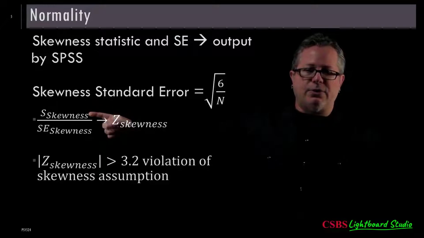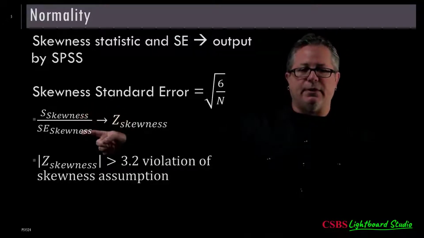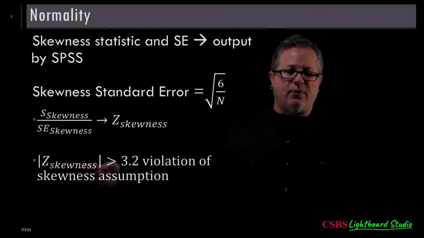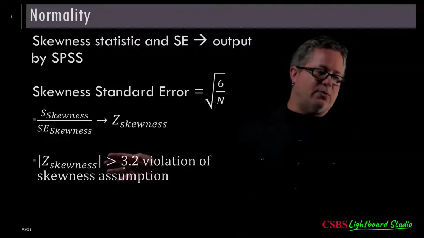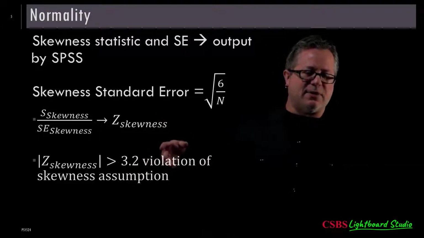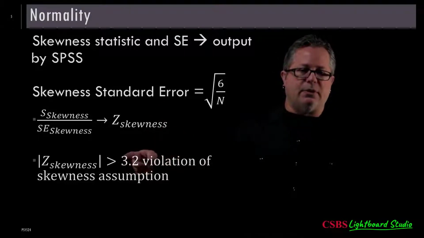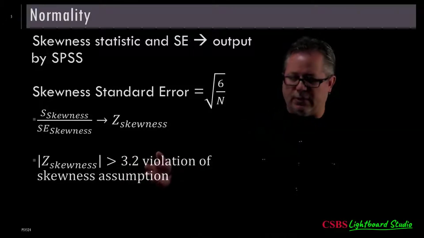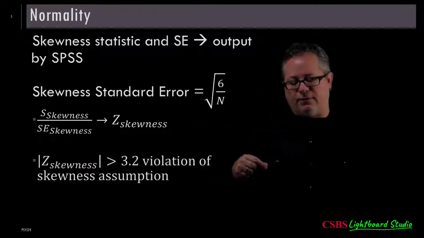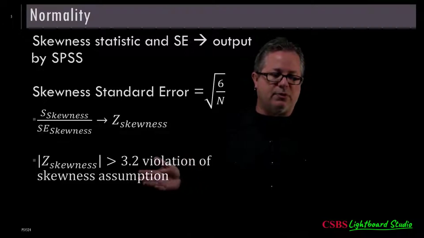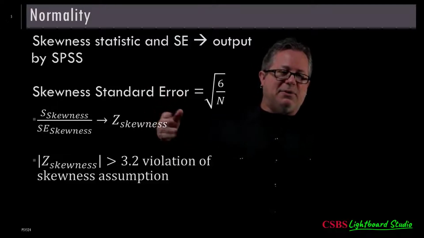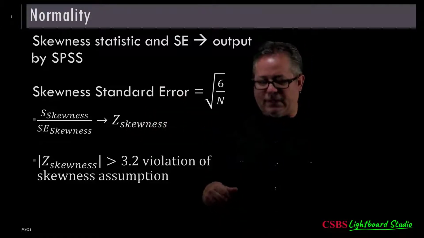When you divide those two numbers, the skewness statistic and the skewness standard error, you get a z for skewness. Then we can look to see, is the absolute value of that skewness greater than 3.2, 3.3, somewhere in that ballpark. The reason it's 3.2 or 3.3 is that it corresponds to about 99% of a z-score distribution. So there's a particular reason why it's 3.2. You're basically saying that your skewness is outside about 99% of the values you would expect for skewness in a normal distribution. So it is significantly skewed. It's outside of what we normally expect. It's in about a 1% range.